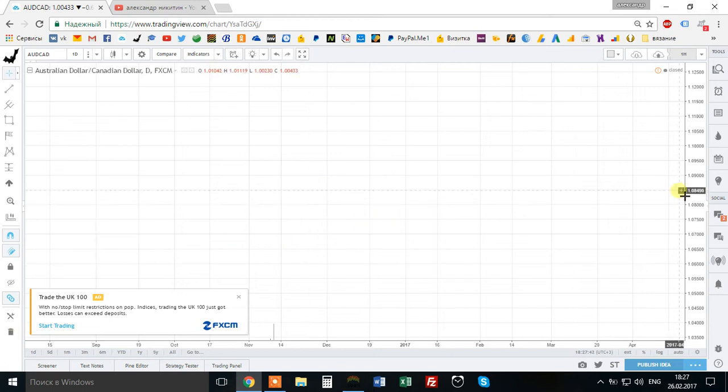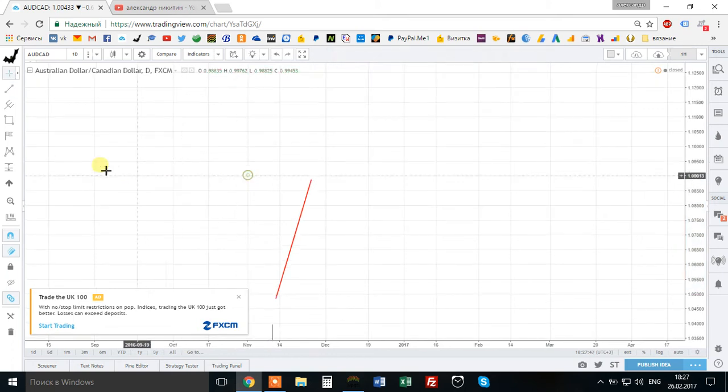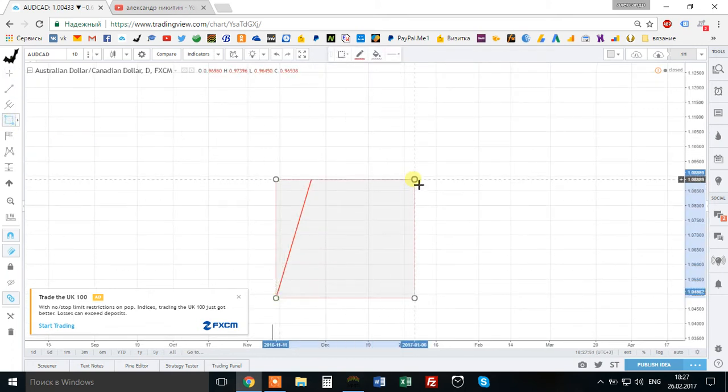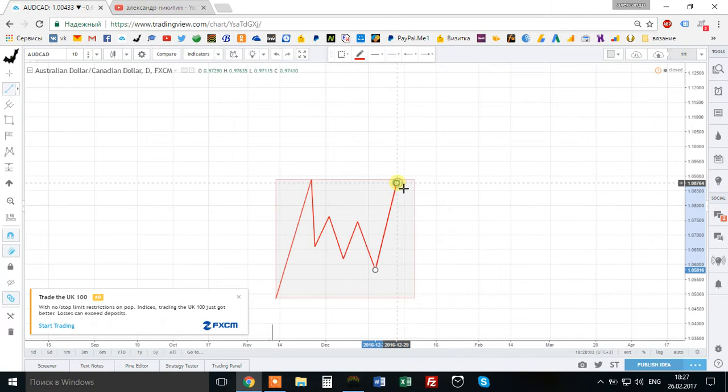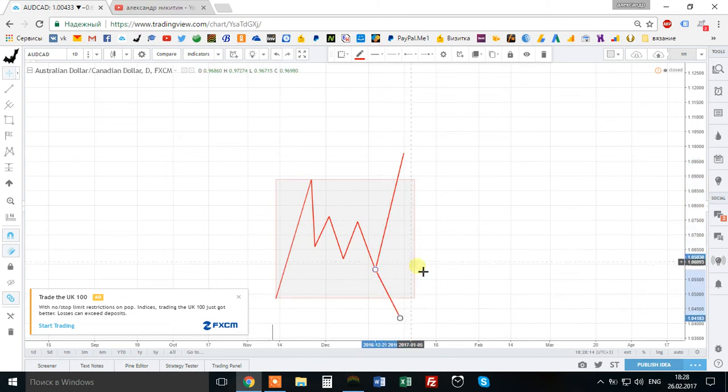What it says is that you need to find some obvious movement. Then you mark that obvious movement with a rectangle to mark the range, and whatever movement is inside of that rectangle is a correction. The first movement that touches the border, either here or here, is called a retest, and if it violates the border it's called an impulse. So there are 3 movements: corrections, impulses, retests.